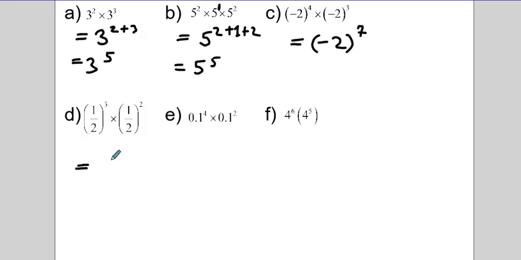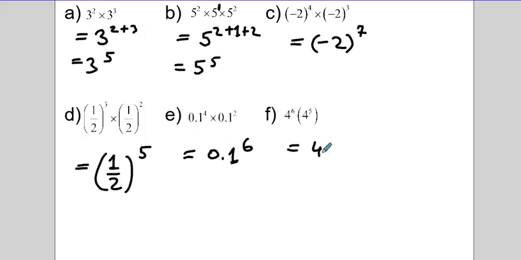Nelly? 1/2 to the power of 5. Excellent. E. 6.1 to the power of 6. Excellent. And the last one is a little weird looking. I see. So what's happening between them here? Yeah, that's good. 4 to the power of 11.